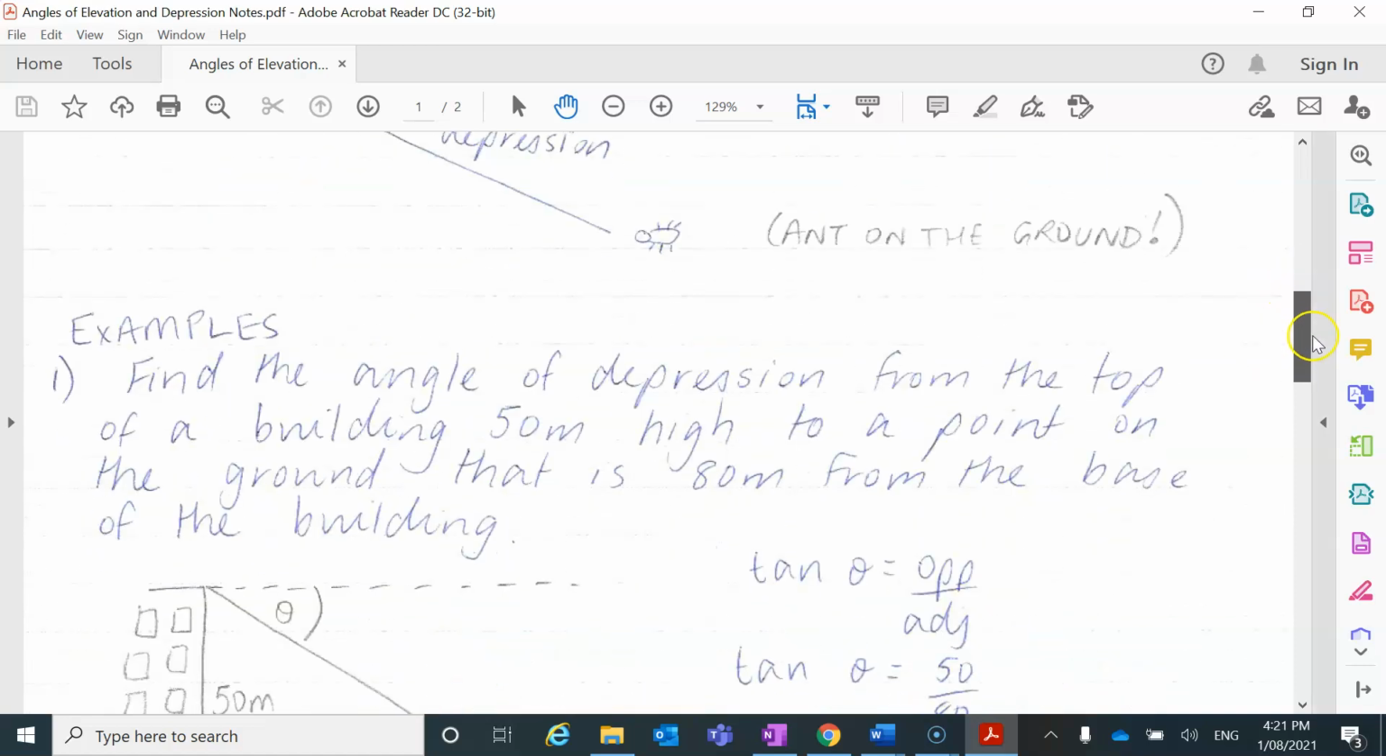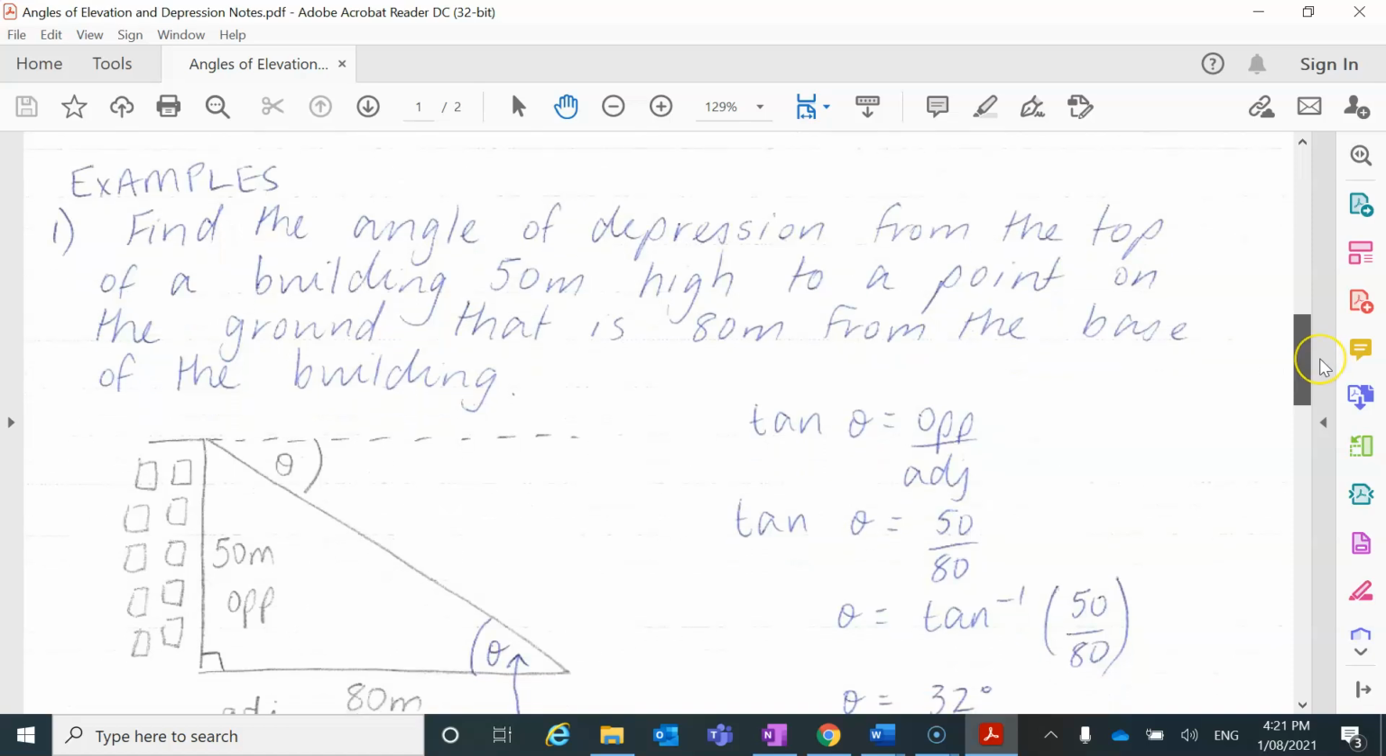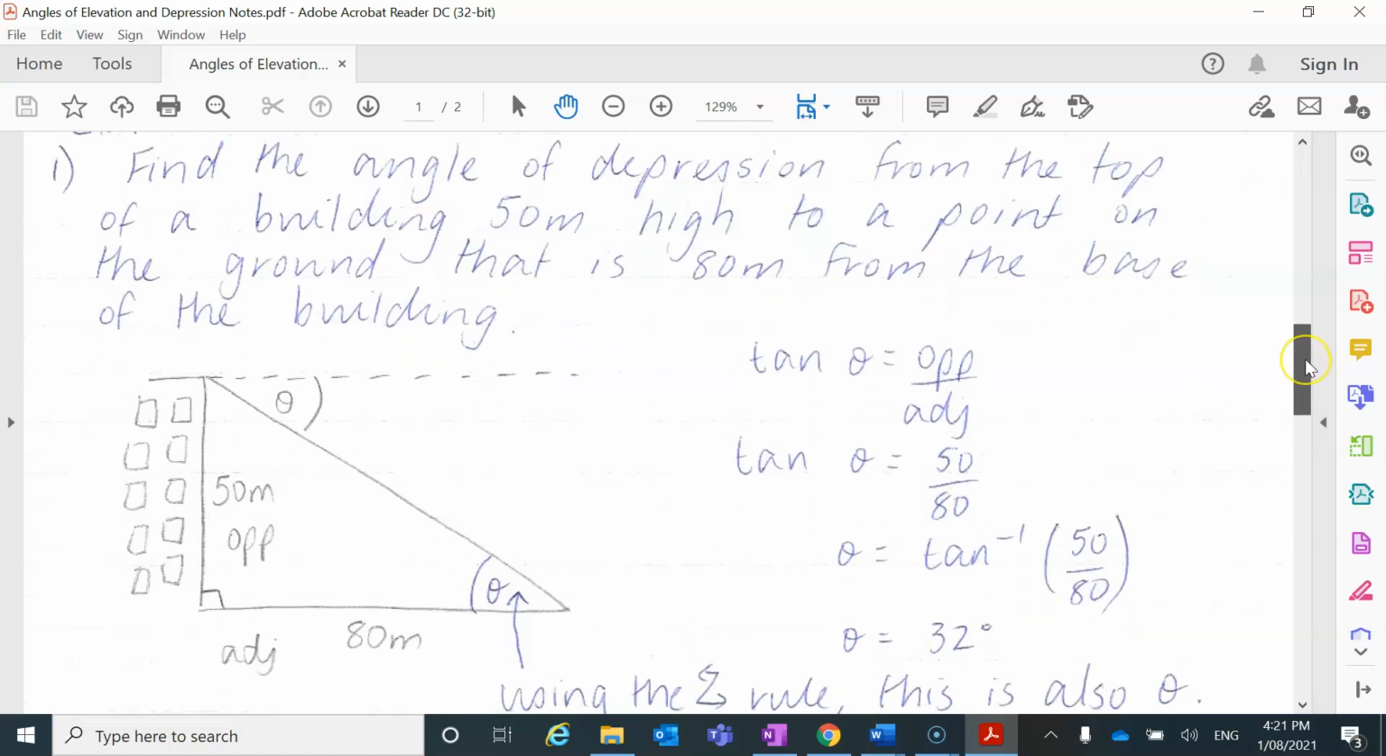A couple of examples to help us with this. The first one: we're asked to find the angle of depression from the top of a building 50 metres high to a point on the ground that's 80 metres from the base of the building. The diagram wouldn't be given in this question, you would have to draw it for yourself. So the first thing I would do is put my building in my diagram, and I would put my point on the ground that's 80 metres away, and we know that the building is 50 metres tall.